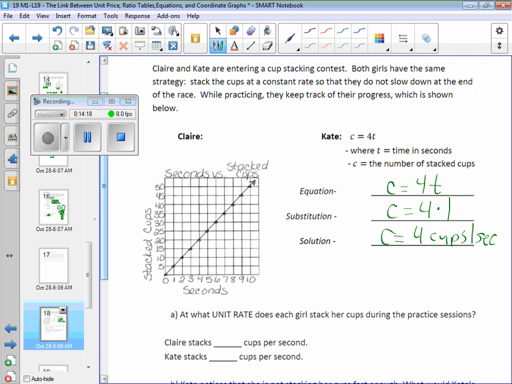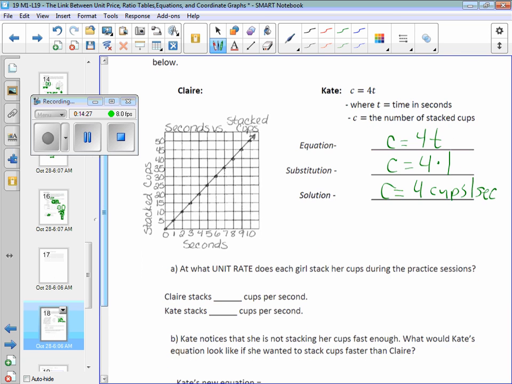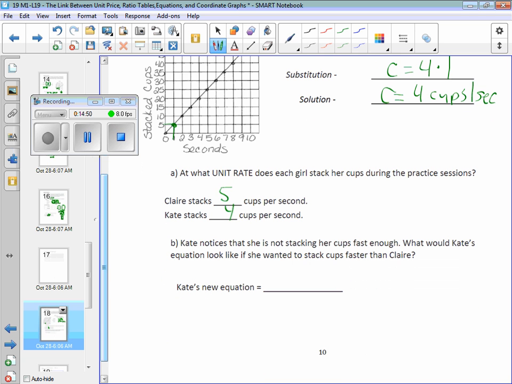Kate is done. Now we look at Claire. And we're lucky. They don't make it difficult because you can tell right from the coordinate plane we have a dot at a whole number for both x and y axis. So at 1 hour, she can do how many cups per hour? 5 cups per second. Sorry, you're right. Per second, not per hour. So Claire's 5, Kate's 4.